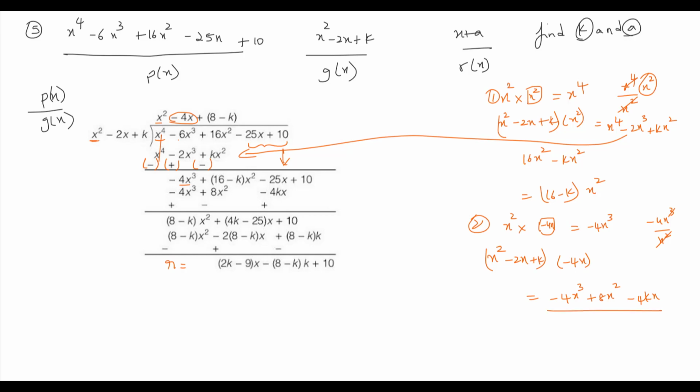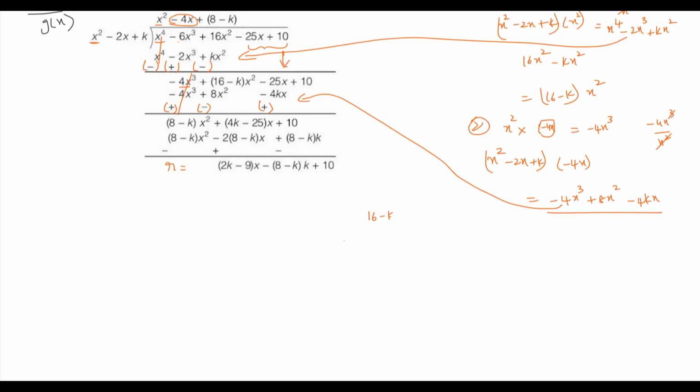This term is carefully taken and placed over here. Then the signs change: minus to plus, plus to minus, minus to plus. Minus 4x cube plus 4x cube gets cancelled, so this term is left out. And now we are left with 16 minus k x square minus 25x plus 10 minus 8x square plus 4kx.